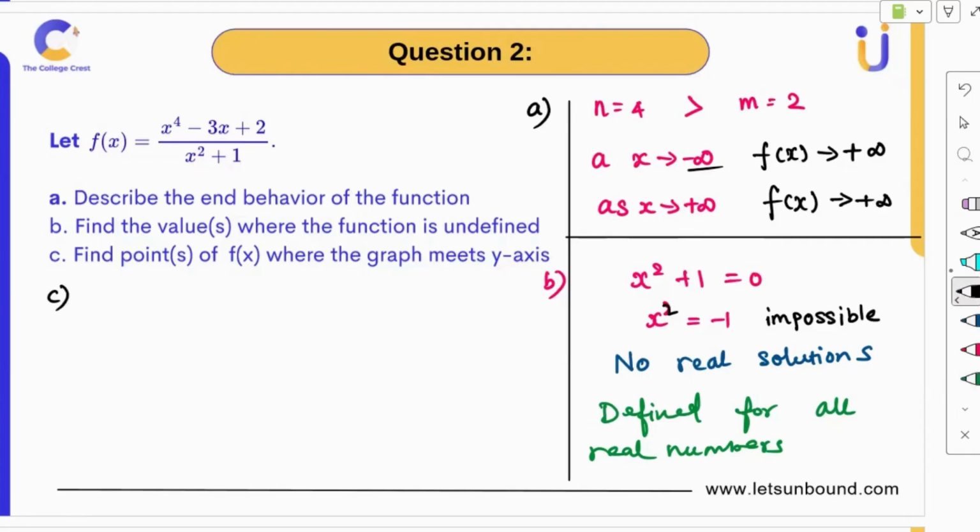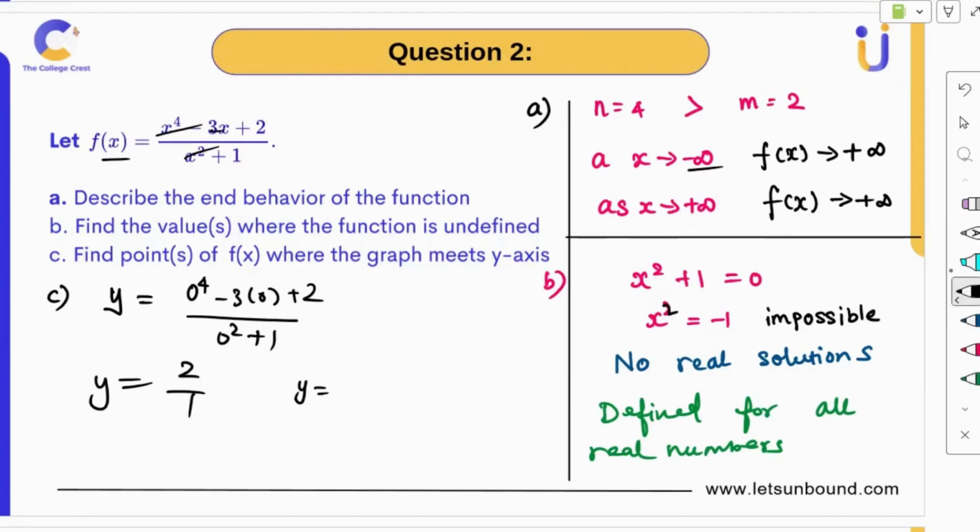Okay. Now coming to C. Find the points of f of x where the graph meets the y-axis. They are asking you the y-intercept, right? So instead of f of x, you can put y, and wherever x comes, put 0. 0 over 4 minus 3 times 0 plus 2, by 0 squared plus 1. The x terms will completely vanish. That's it. So you just divide the constants. So y equals 2, and you can write in point form, x is 0, y is 2. So this is our y-intercept.